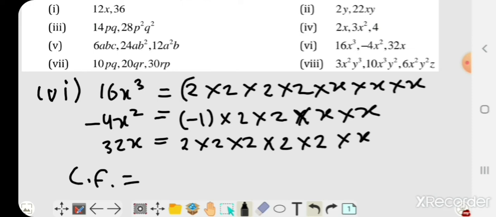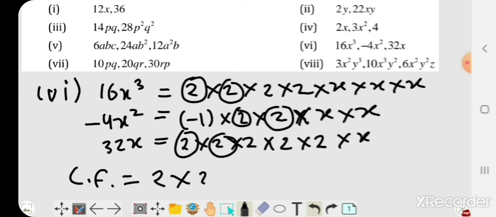Like 2 is there, 2 2 2. One 2 has come, so yes. Again 2 2 and 2. Is there any extra 2? Yes, there are 2 extra 2s in the second and 3 extra 2s in another, but here no more 2s are there. So only 2 into 2 will be common.